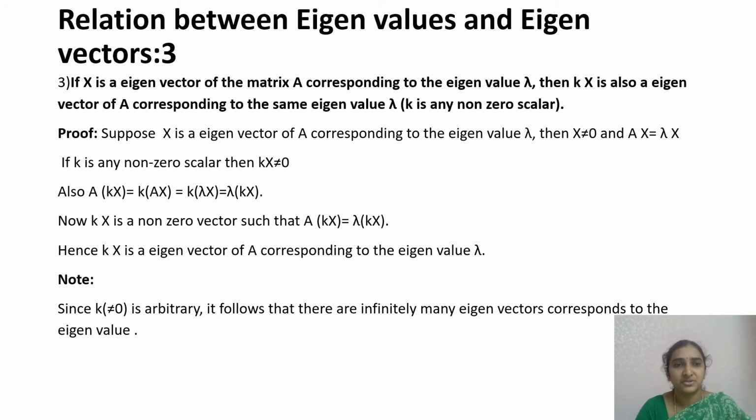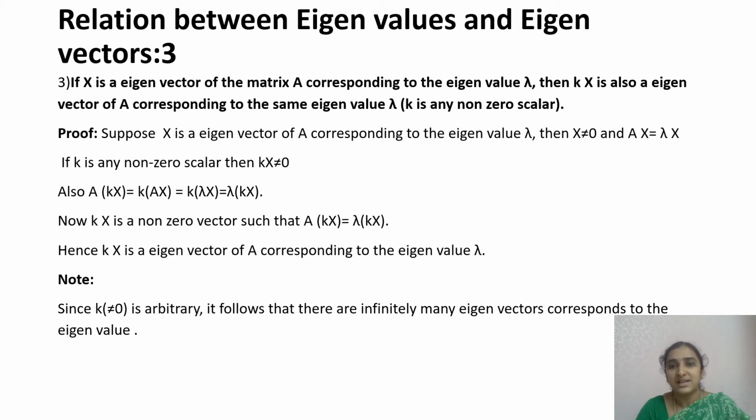Let us see the third relation. If x is an eigenvector of the matrix A corresponding to the eigenvalue lambda, then k times x is also an eigenvector of A corresponding to the same eigenvalue lambda, where k is any non-zero scalar. Let us prove this. Suppose x is an eigenvector of A corresponding to the eigenvalue lambda.